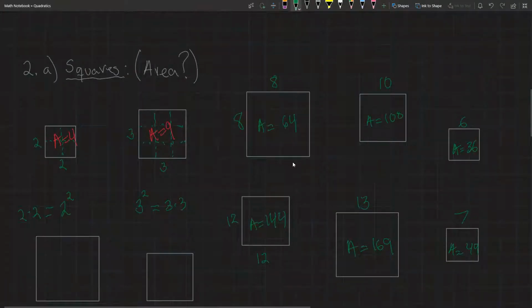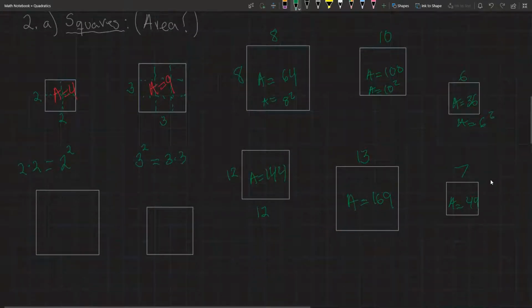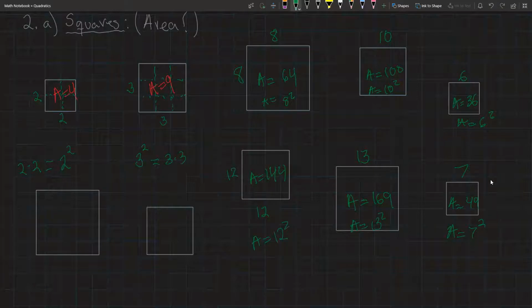So therefore, this square is the same as an 8 squared, and we can write it as 8 squared. It's the same as 64. This next one is a 10 squared. This is a 6 squared, of course. This is a 7 squared. It's known as a 7 squared, 7 in 2 dimensions. This is 13 in 2 dimensions. This one is 12 in 2 dimensions. And that's the idea, all right?